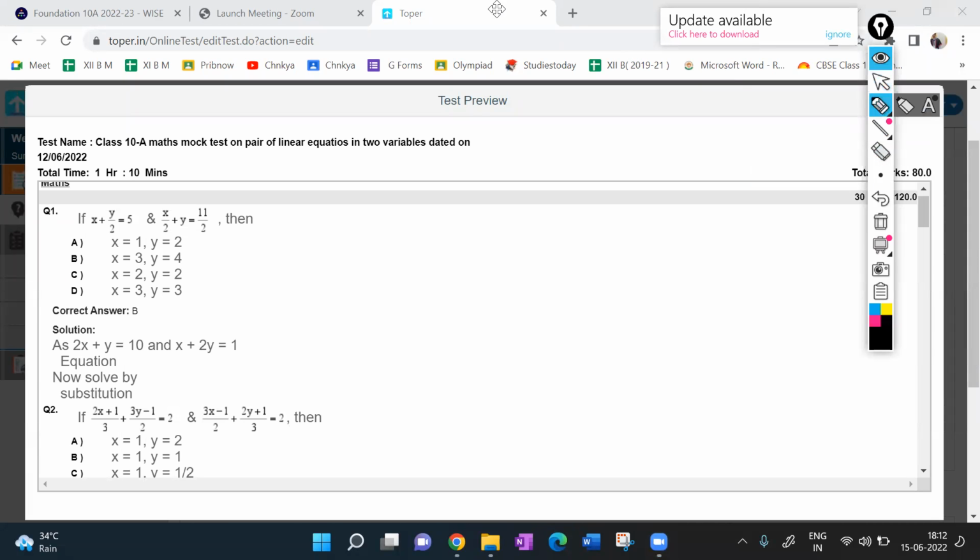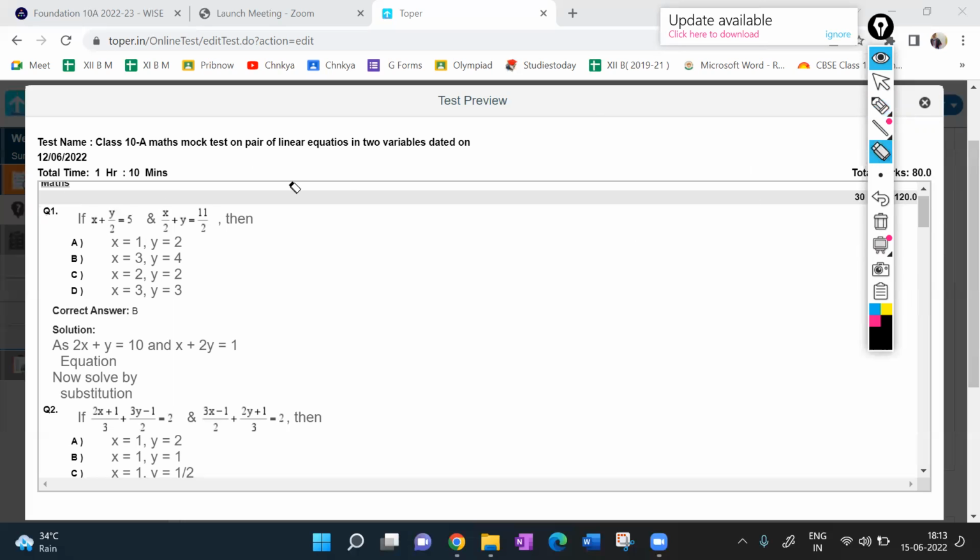Very simple question. What is your name? Harshil. Okay, Harshil, can you please tell me how can we solve this question? Are you aware of this type of questions? Have you ever solved this type of questions? I actually forgot it. Okay, you forgot it. Fine. So let me help you throughout this. So x plus y by 2.